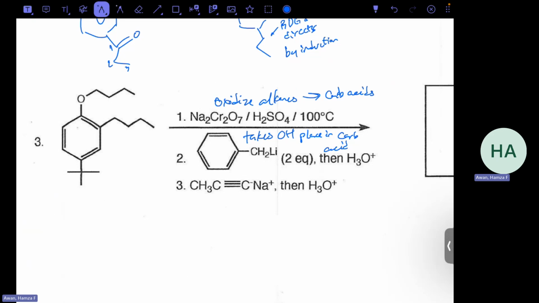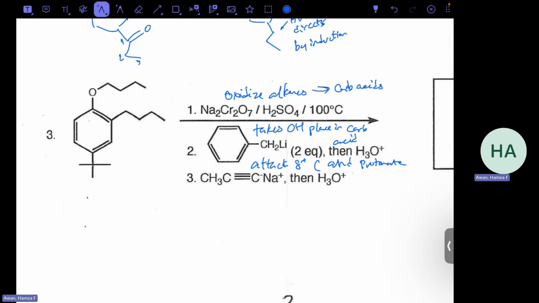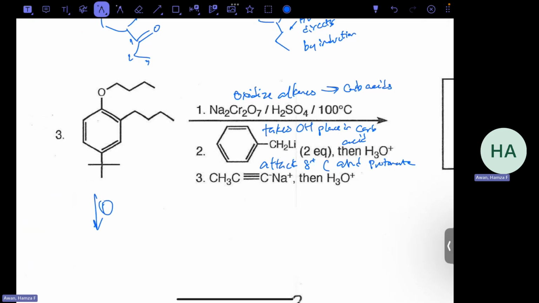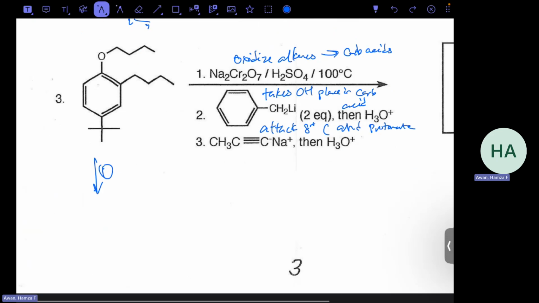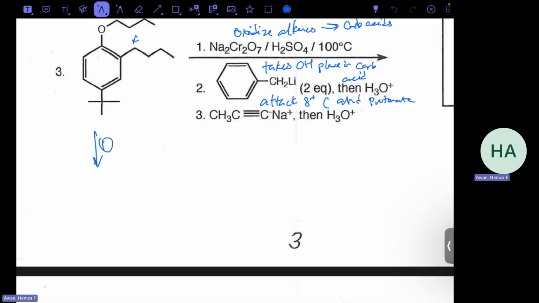And then CH3, we have aniline, I think, for sure. And that's going to be kind of like our Grignard reaction. It's going to attack the partially positive carbon and protonate, right? So the first step for number 3 is going to oxidize our alkanes into carboxylic acids where it can, right? This t-butyl group, there's no way it can become a carboxylic acid, right? So we're not going to oxidize it at all. Instead, this alkane group is going to become our carboxylic acid, right?